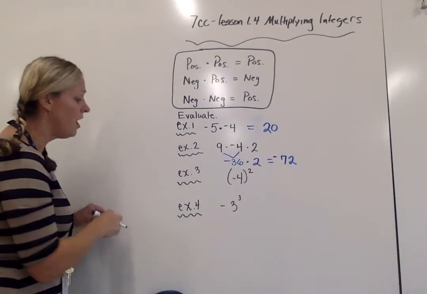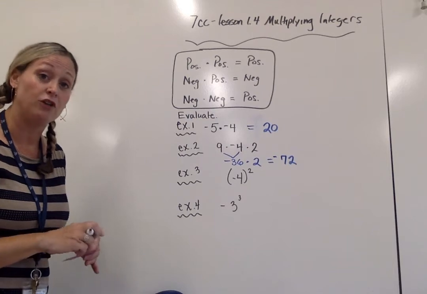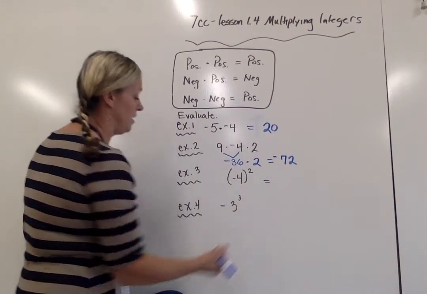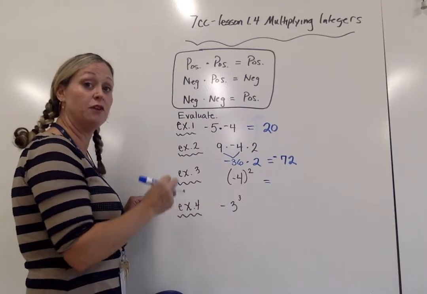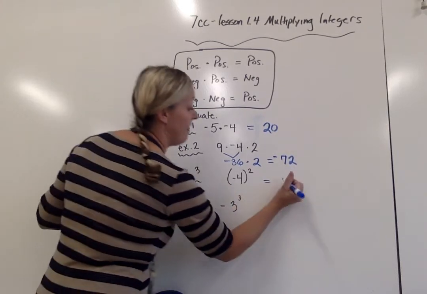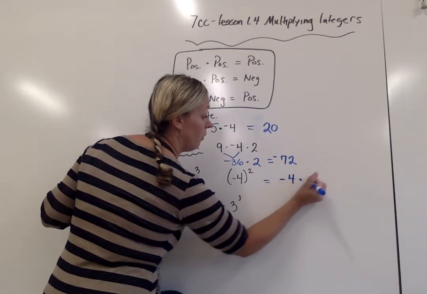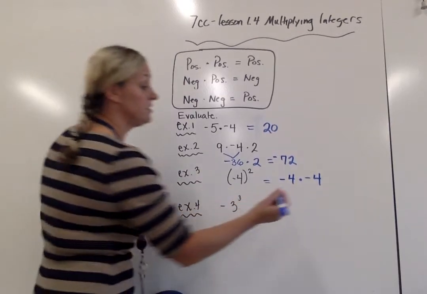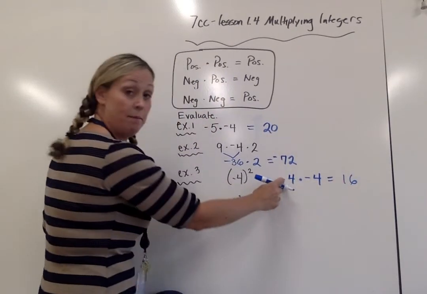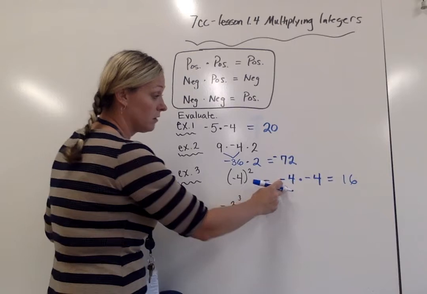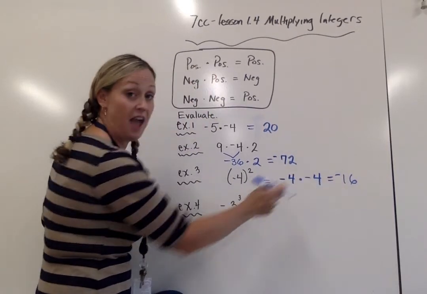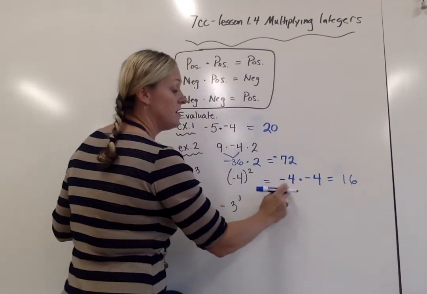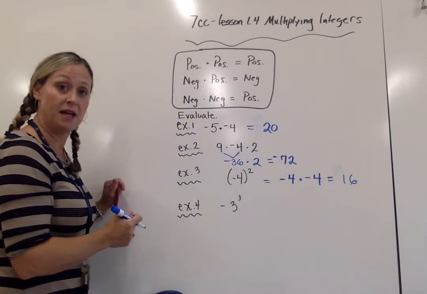In examples 3 and 4, you have to be careful as to how you're looking at the problem and what they're specifically asking you to do. In example 3, they're asking you to take negative 4 to the second power. That means that you're multiplying negative 4 times negative 4. So 4 times 4 is 16. The opposite of 4 would make it negative, but then the opposite of that 4 makes it back to be positive. So a negative and a negative ends up being a positive.